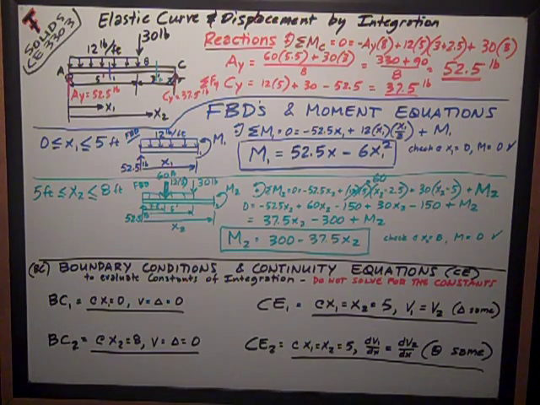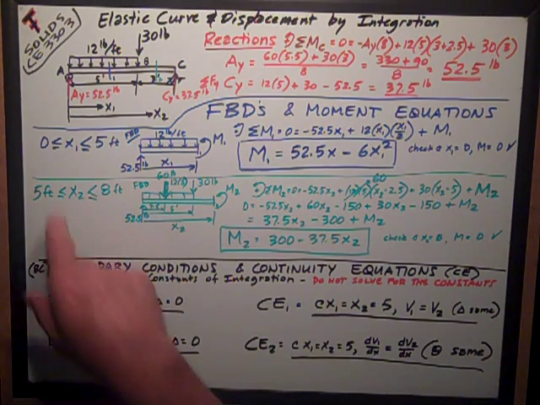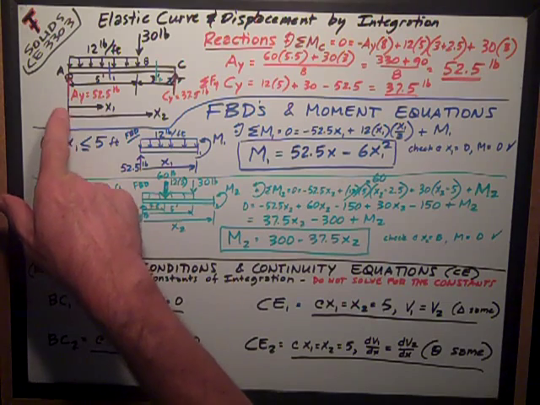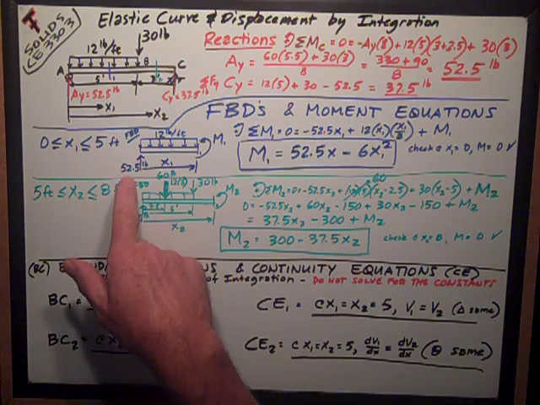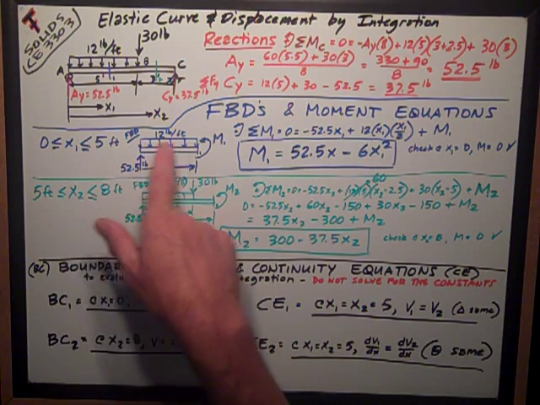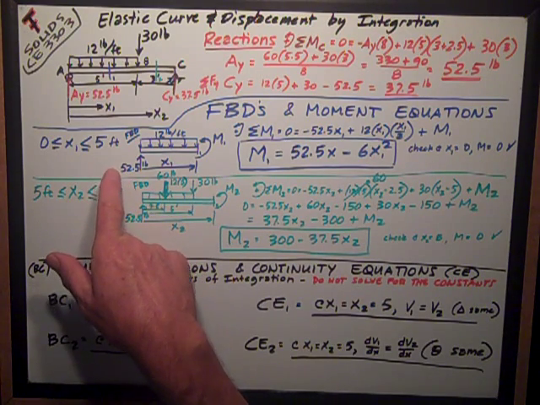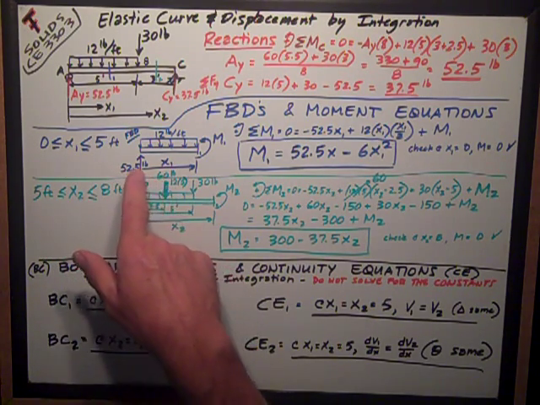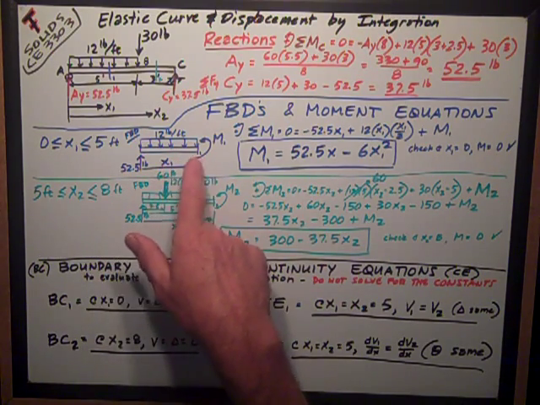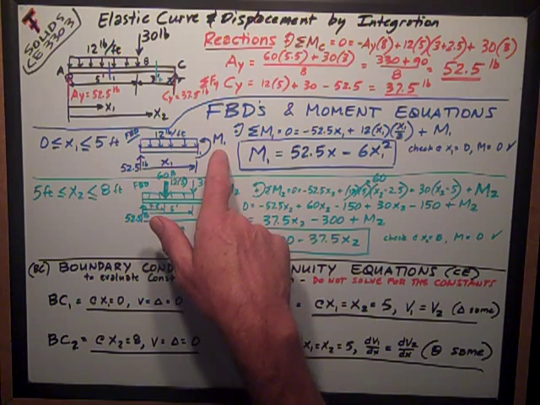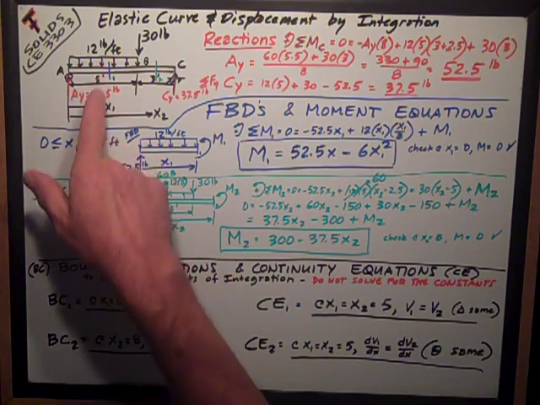Now I'm ready to solve for my moment equations, and I need to do free body diagrams to do that. So for X from the left end, from distances 0 to 5 feet, here's a free body diagram. I have the beam, I have the load on it, 12 pounds per foot, and I have the reaction at A, 52.5 pounds. This X1 is the variable. Over here I have my internal moment, which I'll call M1. Here's the section where I've cut the beam.